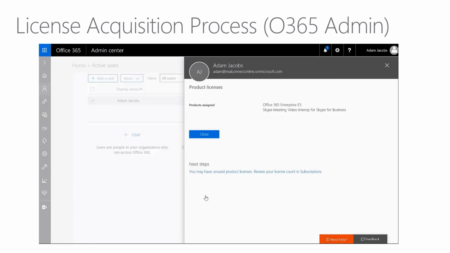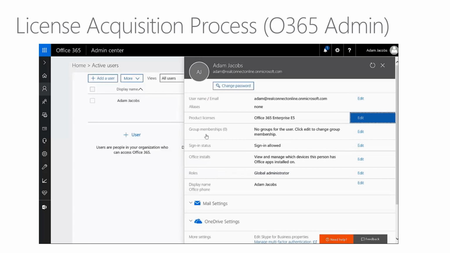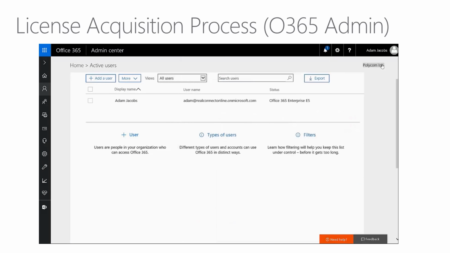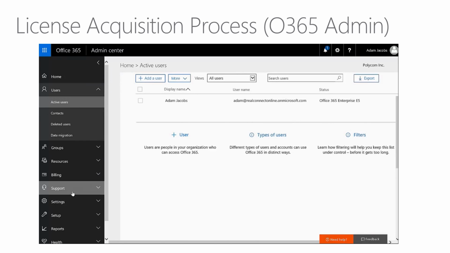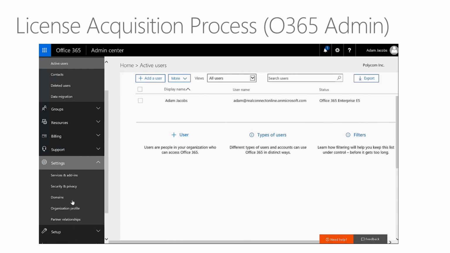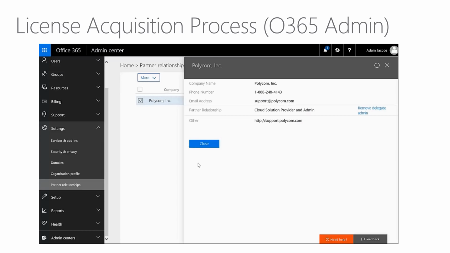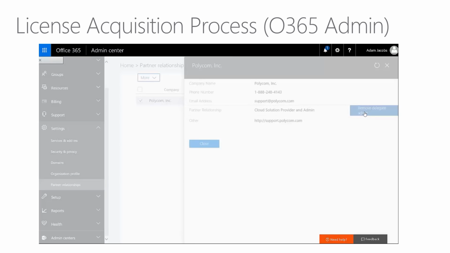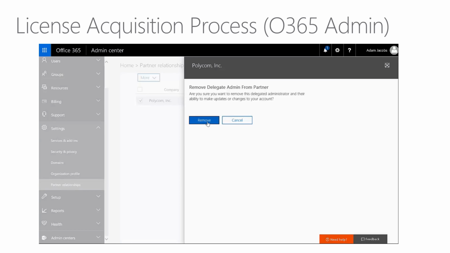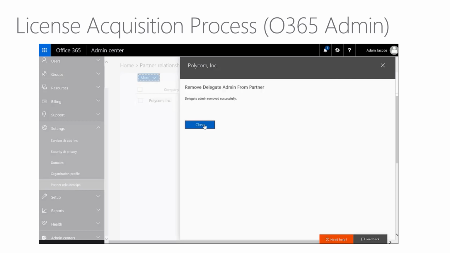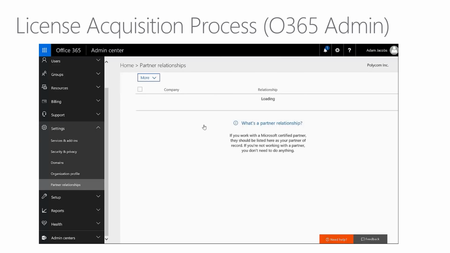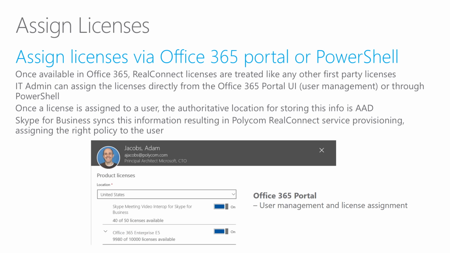And it's that easy. So before we finish though, we're now going to remove the delegated admin access rights that we set up earlier. If we go into our settings and go to our partner relationships, we can see Polycom. And now we can remove the admin rights, and this is no longer required. And if you add additional licenses at a later stage, this will not need to be re-added either. So you're good to leave this removed.